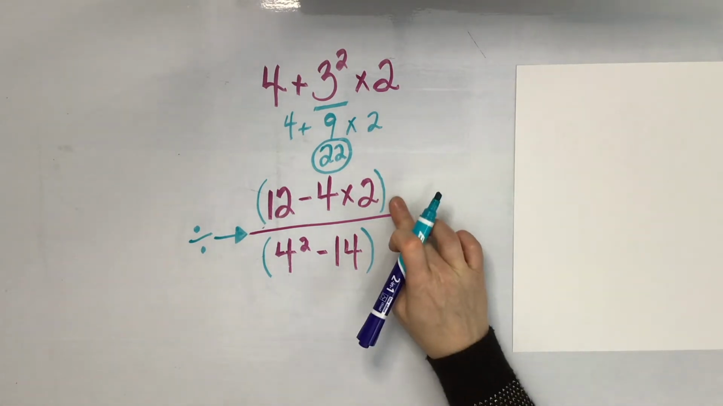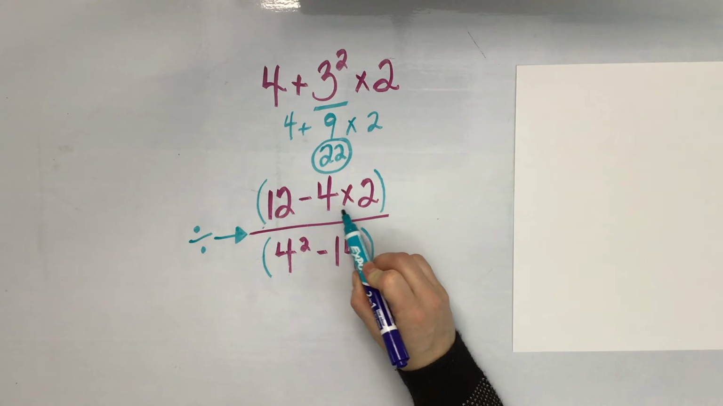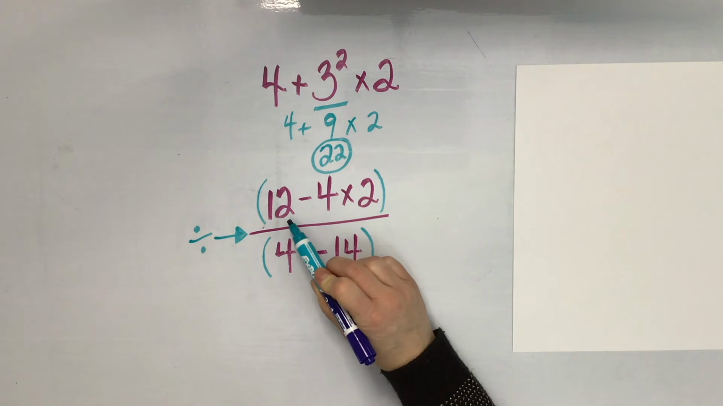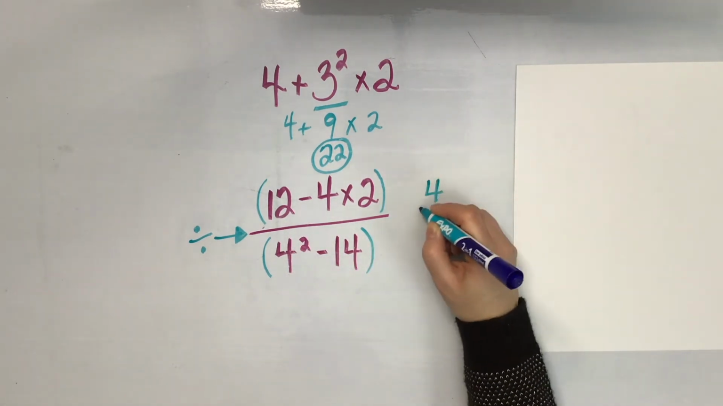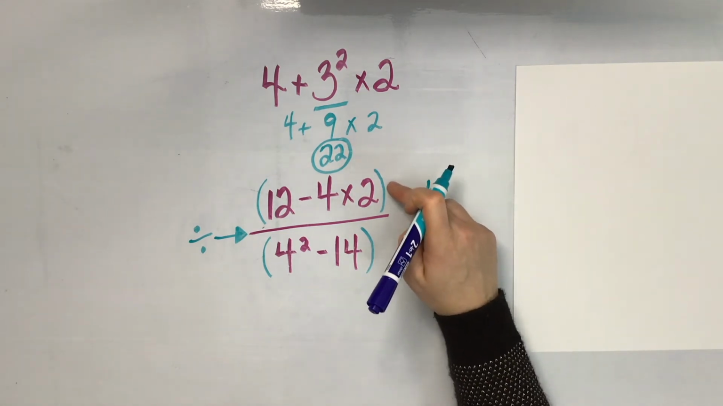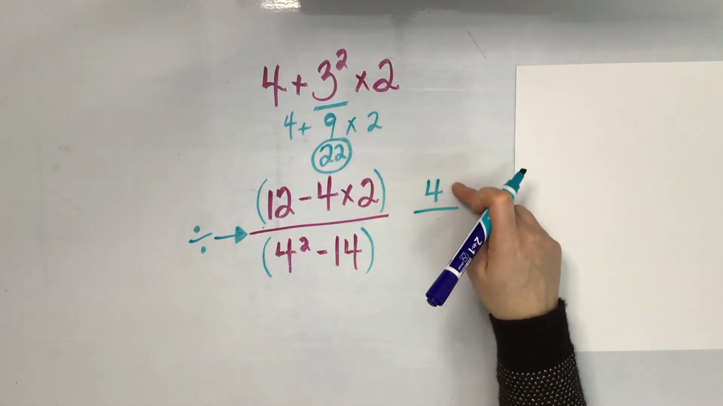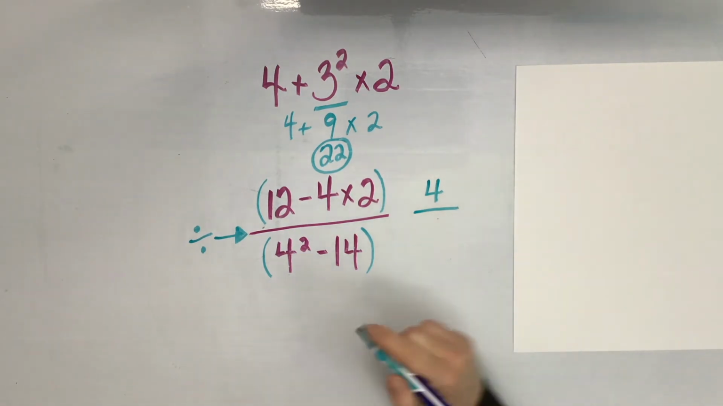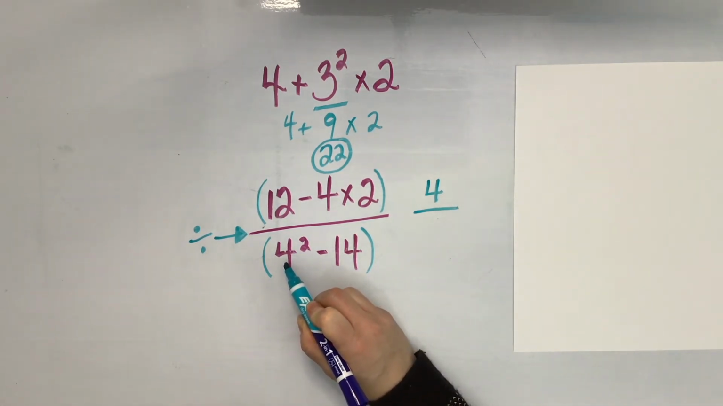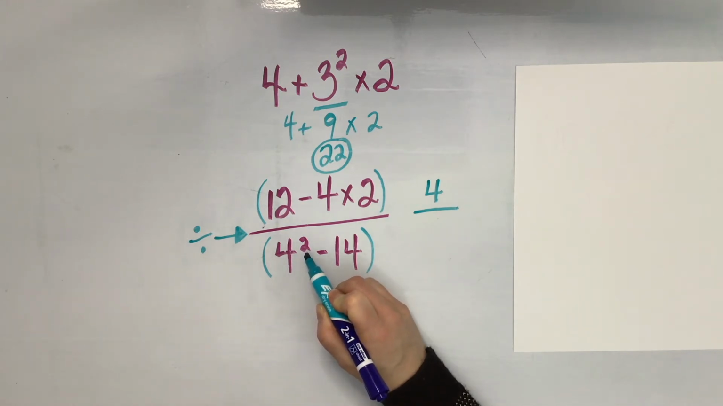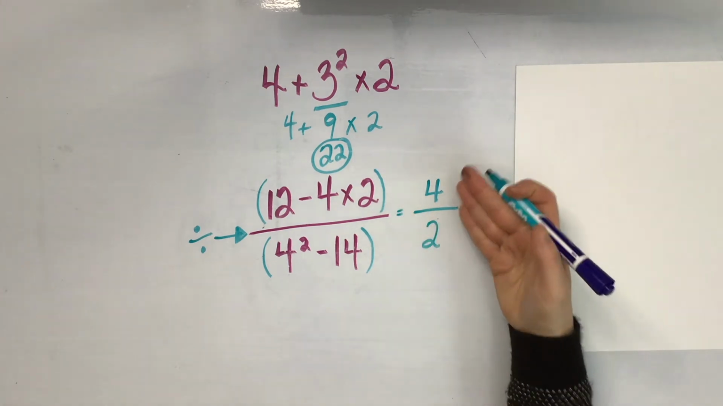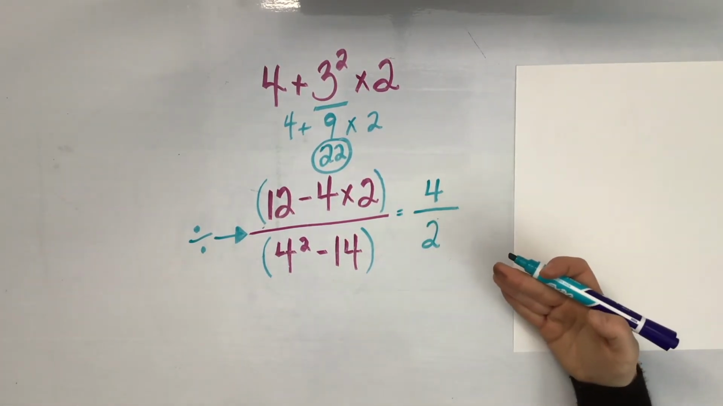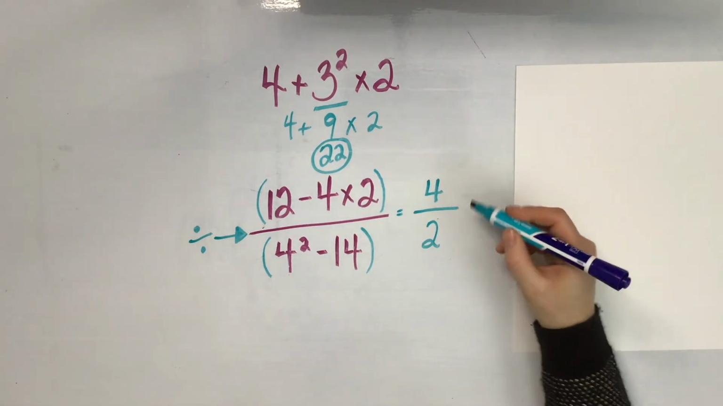So here I've got 12 minus 4 times 2. So I have to multiply these two numbers first, which will give me 8, and then I subtract the 8 from 12. So 12 minus 8 is 4. So I have completed my top expression. I have it down to one single number. Now my bottom. 4 to the power of 2 is 16. 16 minus 14 is 2. So now I have what looks like a fraction. It is a fraction. Fraction just means division. 4 divided by 2 equals 2.